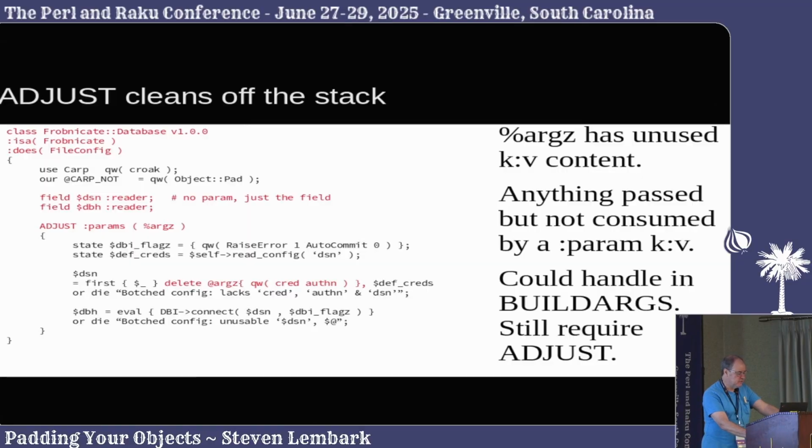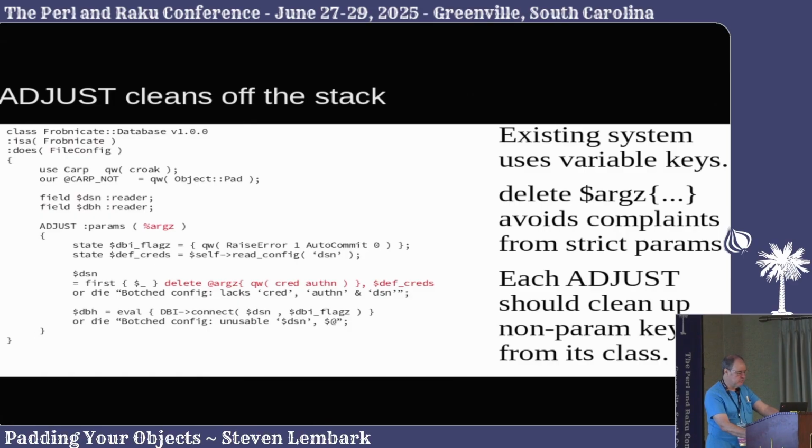So adjust cleans off the stack. Another thing might happen if I have multiple people calling me and they have different argument standards. One might call them credential, one might call them authn. I've got two different things to clean off the stack for the same value in my object. That's another place where just params don't work properly because you're going to have more than one thing used. So again, here's my DSN is whichever I find of these. Delete them both out and take the first one I find.